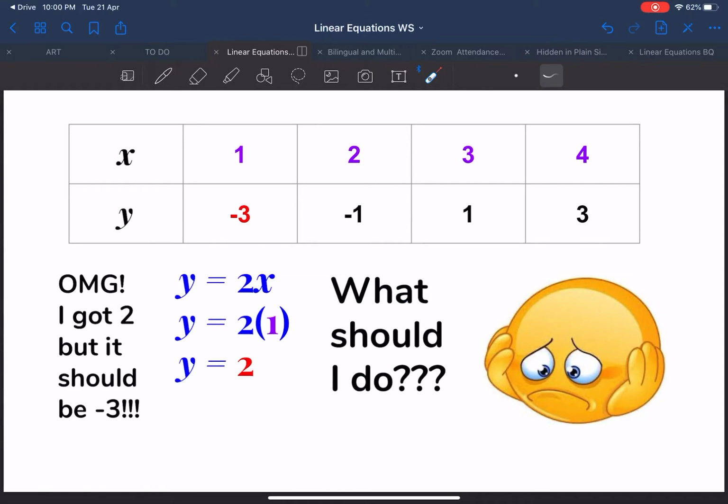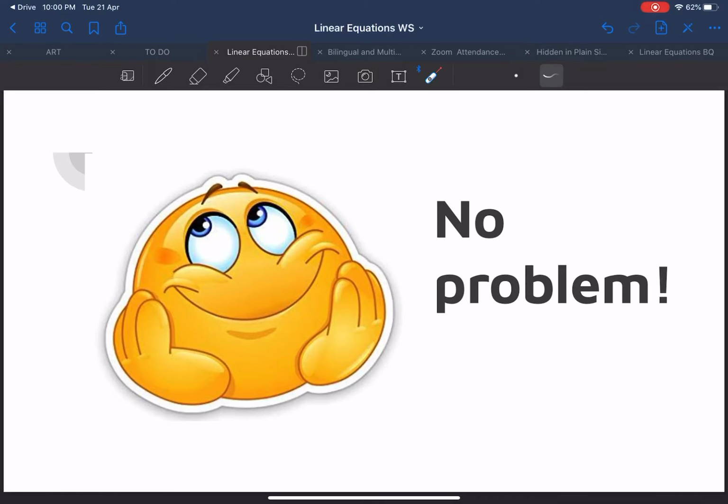But there's a problem. If x is equal to 1, y should be equal to -3. What should I do? Give me tears, crying. What should you do? The answer here is 2, but it should be -3. No problem. There's an easy solution for this one.